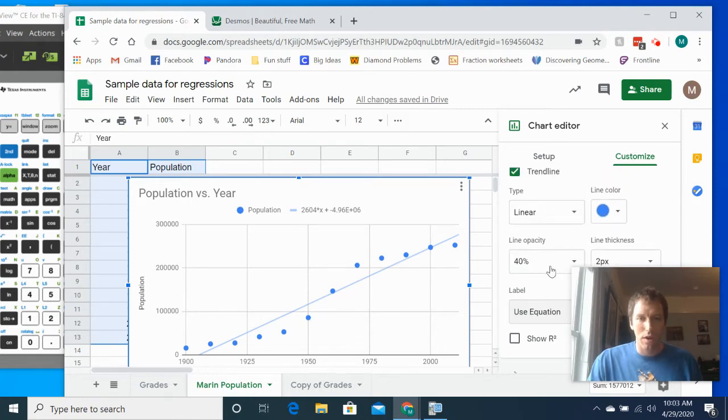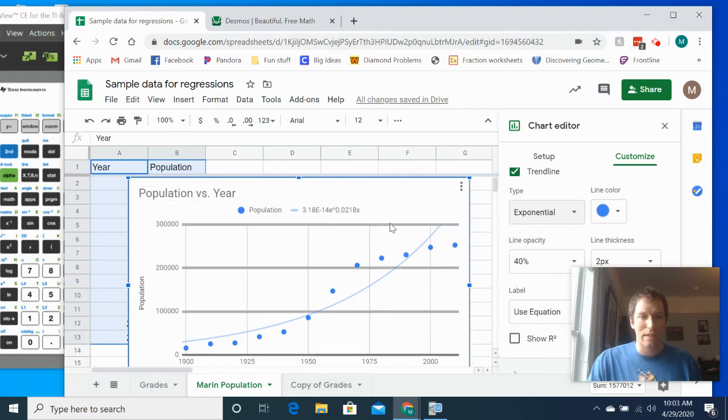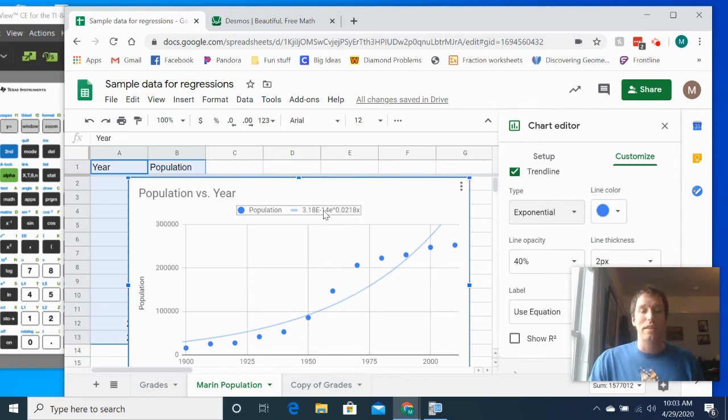Or if I want to do that again with exponential, there's my exponential equation, there's my rate of growth or decay. Oh, and actually, I lied. Let me back up. This is not the same format as the exponential equation your calculator will give you. This is a different format that makes the y-intercept and the rate of growth a little bit less obvious, a little bit harder to pick out.